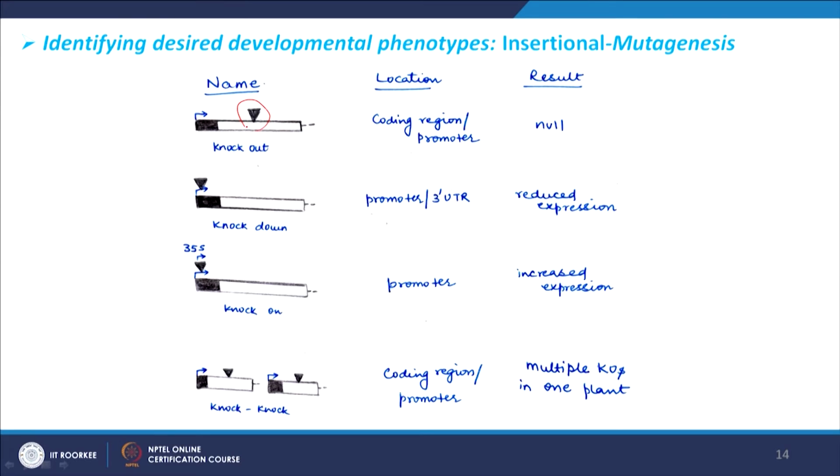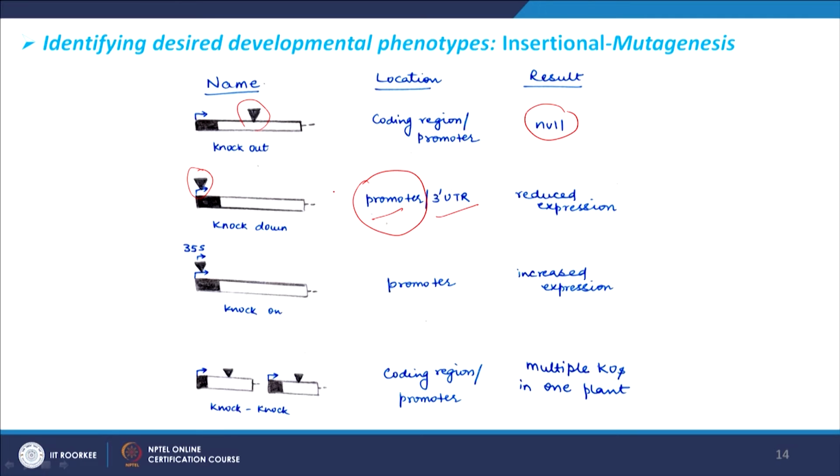Let us assume that if this got inserted in the coding region, it may disrupt the coding region and you might get a loss of function phenotype. So, where the gene is disrupted, no functional proteins are made, and that is why you will have a phenotype because of the loss of the gene.